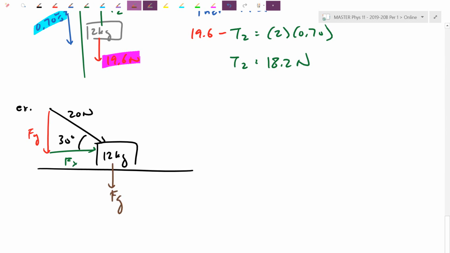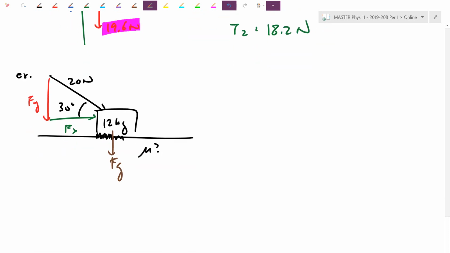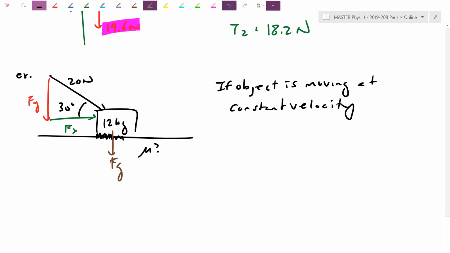Always start off with a free body diagram if you can. In this case here, I'm going to be asking you for the coefficient of friction. What does that mean? How interlocked are the grooves? In this case, what I'm going to tell you is the object is moving at constant velocity, and you find the coefficient of friction. Again, you can pause at this point here, see how you do.